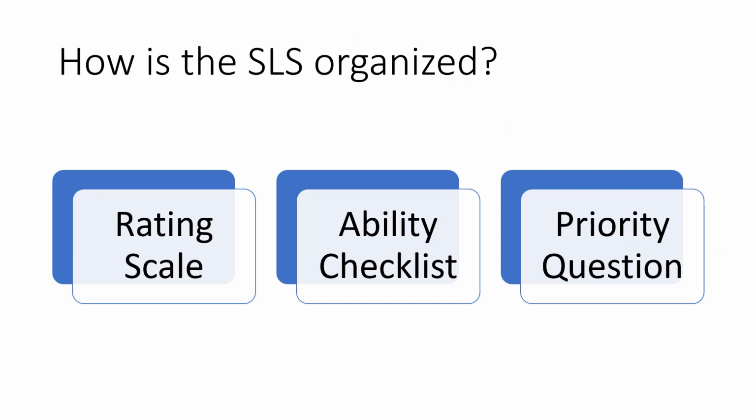The SLS has three main parts. First is the rating scale, where individuals are going to rate a child on certain abilities. Then below that rating scale, there's an ability checklist where teachers can note things that are easy or hard for the student. And then the last section is an open-ended priority question.